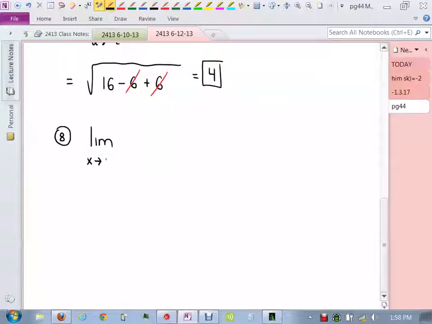Limit as x goes to 0 of cosine to the 4th x over 5 plus 2x cubed.